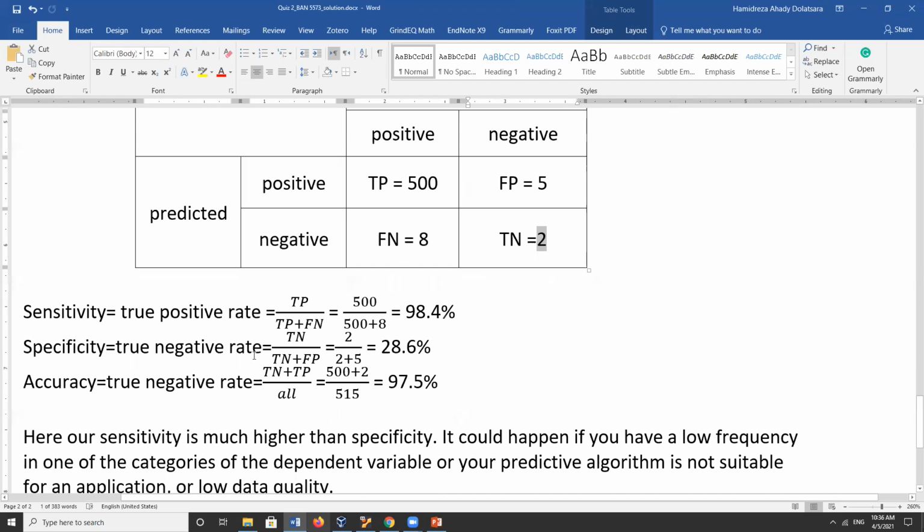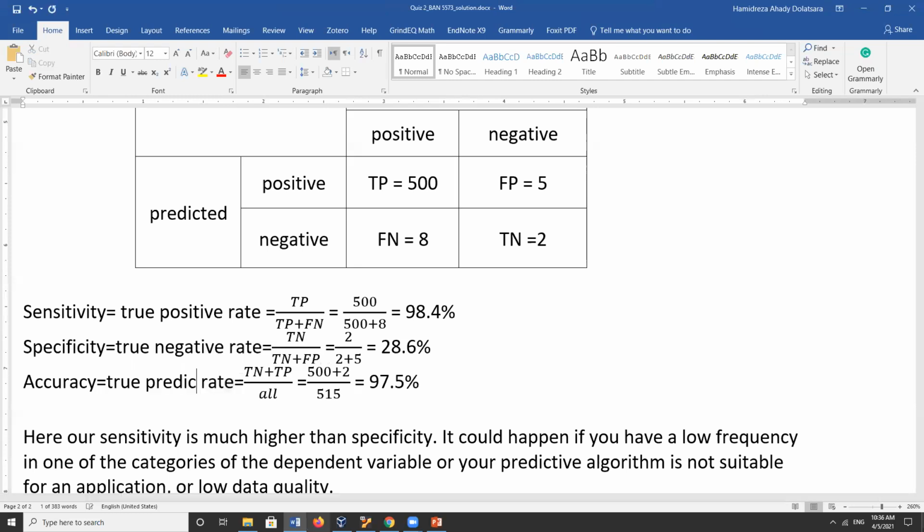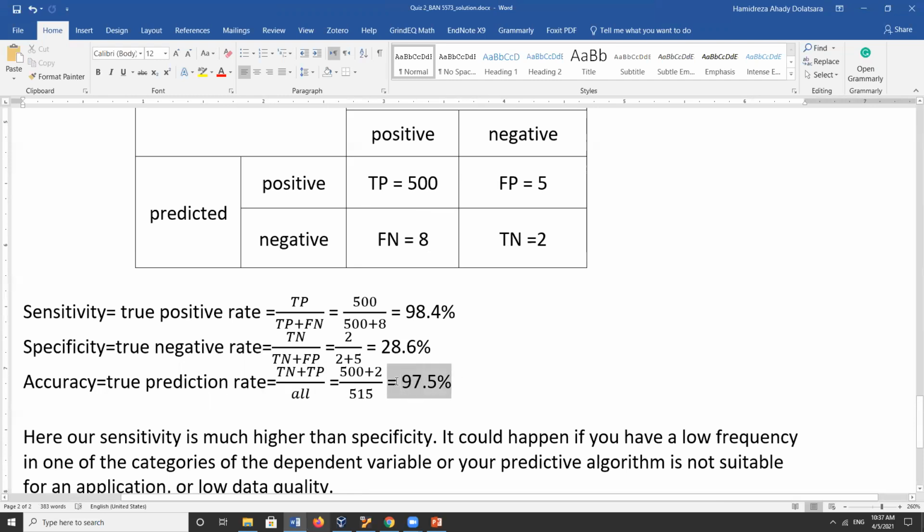And the accuracy is just, sorry, here is a typo, true prediction rate. True prediction rate is true negative plus true positive, 500 plus 2, divided by overall, which is the summation of 505 plus 2 plus 8, 515. So the accuracy is 97.5%. As you see, accuracy is very high, sensitivity is high, but we have a very low specificity.